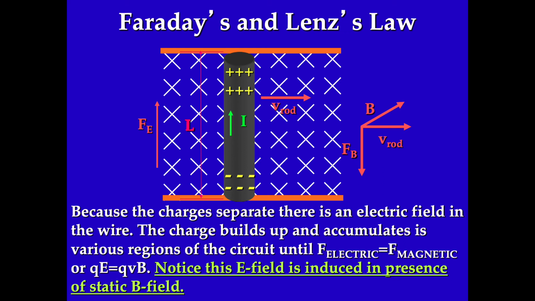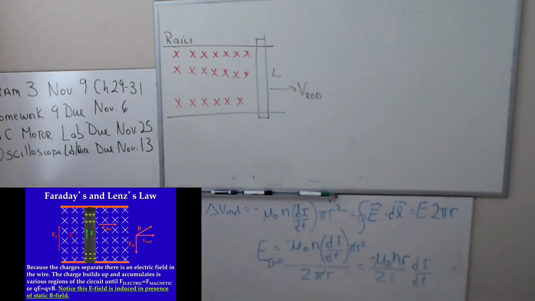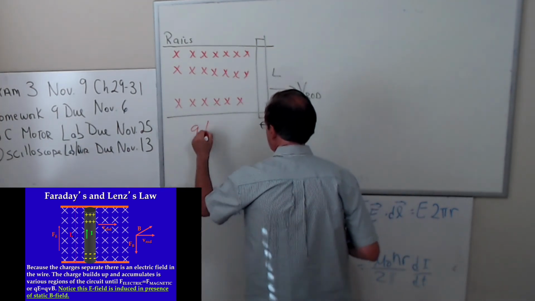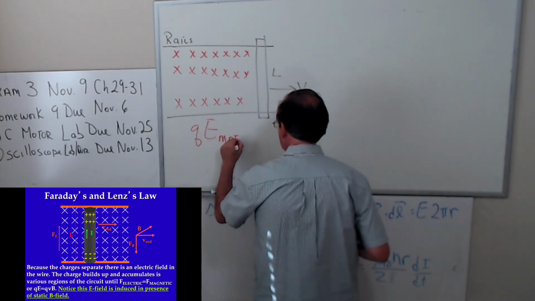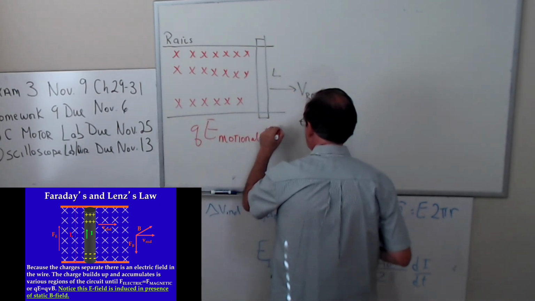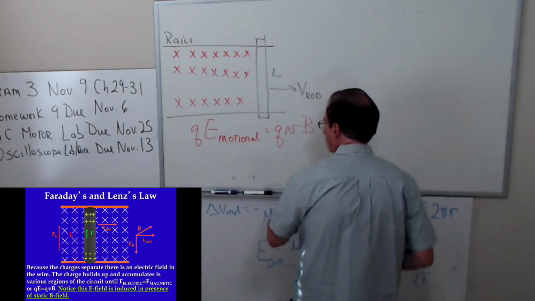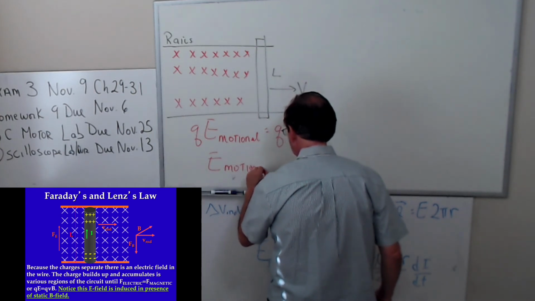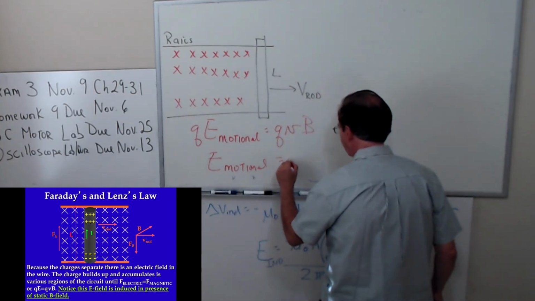And so since QE ends up being equal to QVB, where the E ends up being the electric field due to the motion of the rod, then we can say that E motional, I guess not a good term, is V times B.